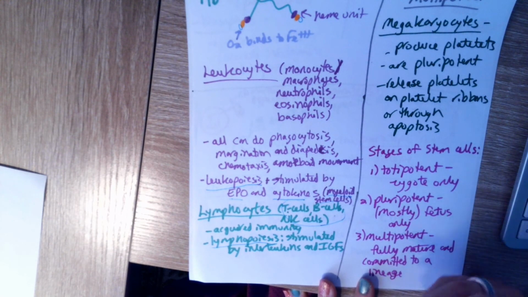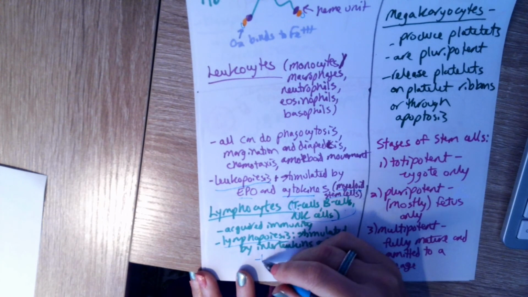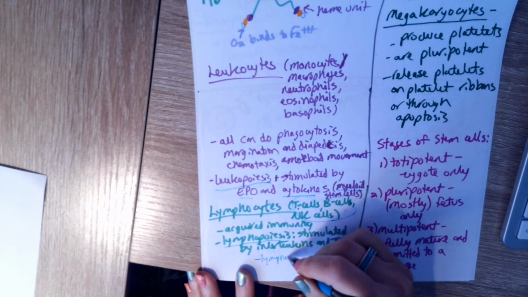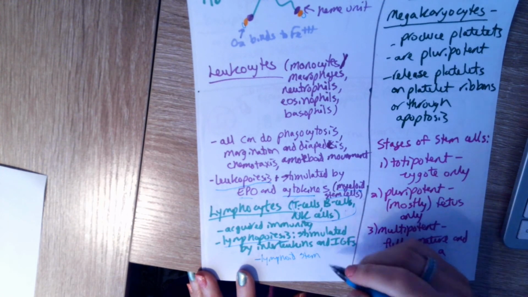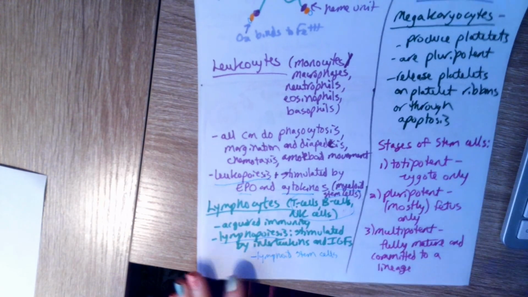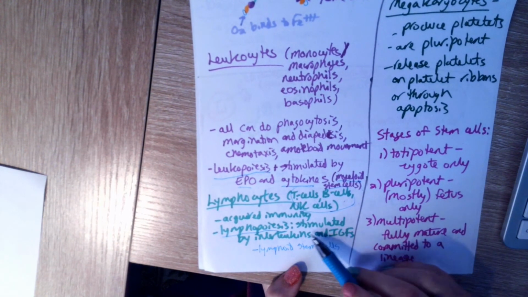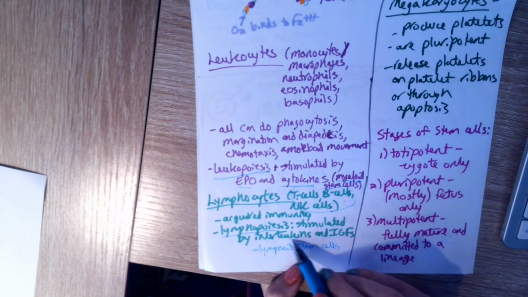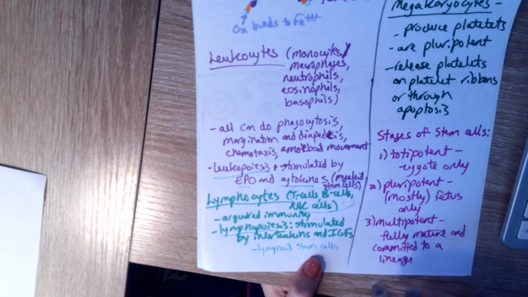And this is going to use a slightly different type of stem cell, which would be called a lymphoid stem cell, not the myeloid stem cells that we saw for leukopoiesis and erythropoiesis. Now, these lymphoid stem cells are stimulated by interleukins, which are a type of cytokine, and insulin-like growth factors, which we learned about in the endocrine system.